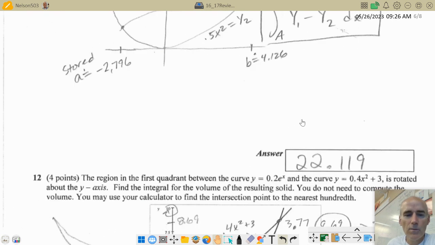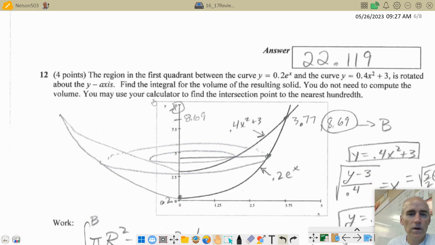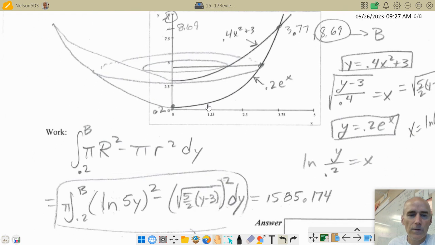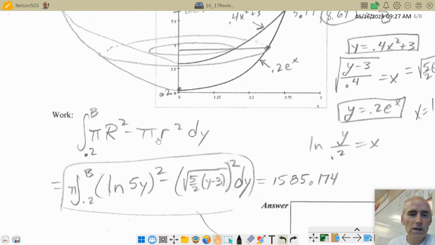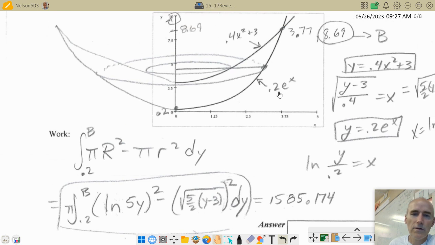On number 12, they don't even want you to find the volume. They just want you to set it up, don't they? It says you may use your calculator to find the intersection points. You do not need to compute the volume. You just need to set it up. So here's the basic idea with a washer technique. My bigger function out here is the exponential function. The smaller one is the x squared function.